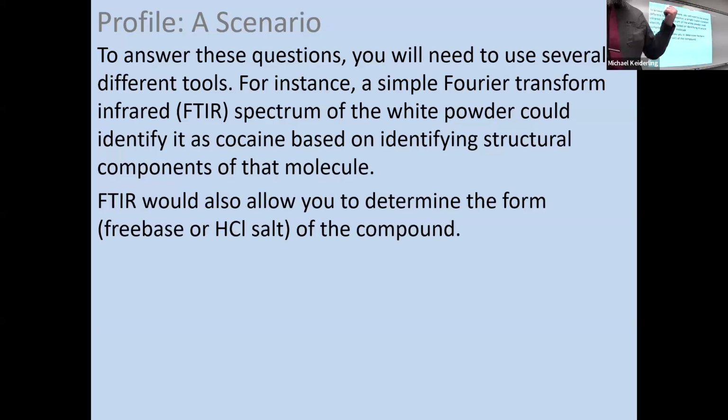It's actually how we're going to do most of our IR measurements because it's really convenient and easy to work with. FTIR would also allow you to determine the form, free base or HCl salt, of the compound. So FTIR is really good for identification of materials. So qualitative identification, because IR spectra have lots of peaks and they're generally fairly unique.